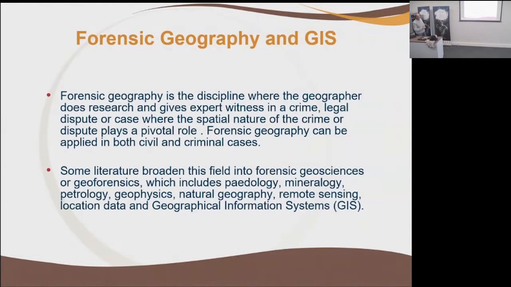That's the discipline where the geographer does research and gives expert witness in the crime. I was often involved as an expert witness in crime, where I made some analysis and then had to defend that in court against the defense. It covers a crime, a legal dispute, or a case where anything is spatial. As soon as space comes in, we start playing a role. That can be applied in civil cases, like a dispute of retail territory, where one retailer is impinging on the other retailer's territory.